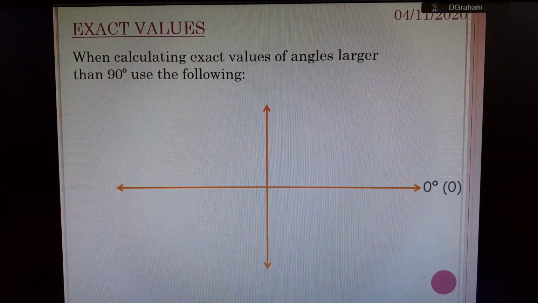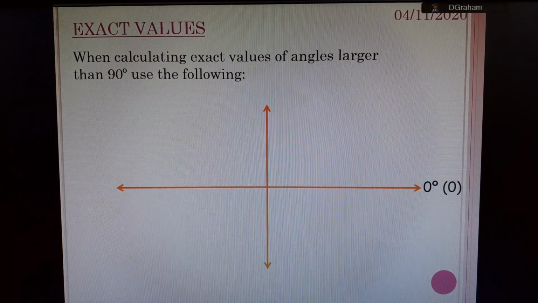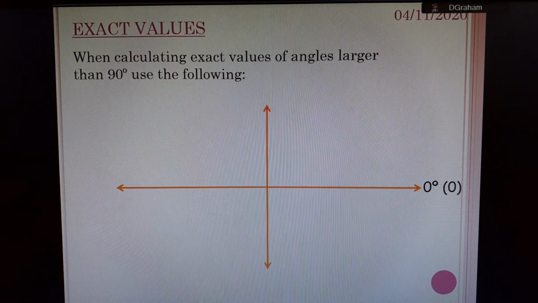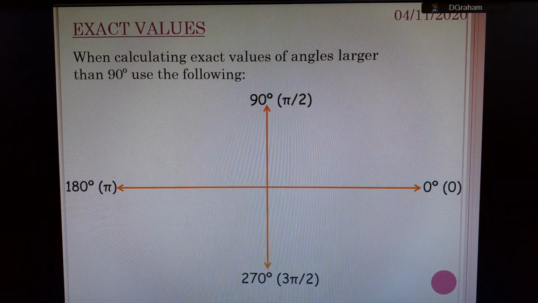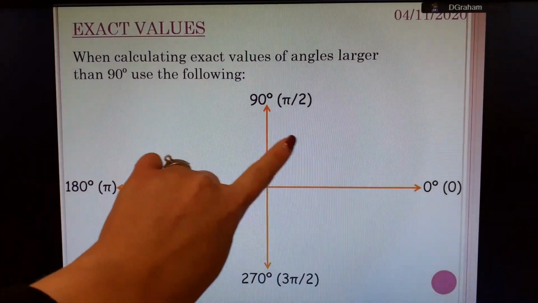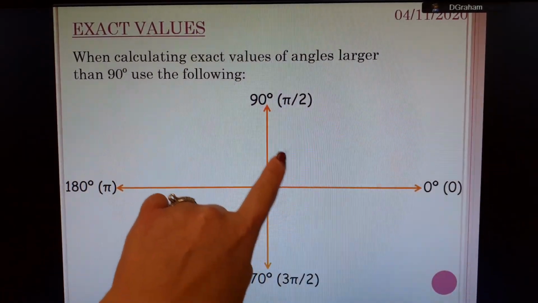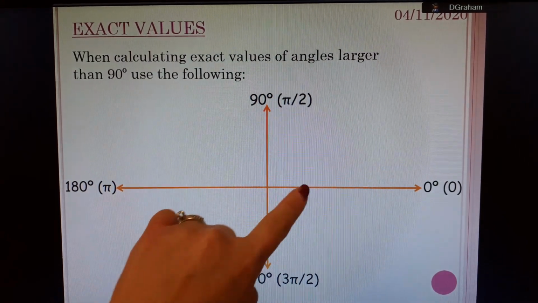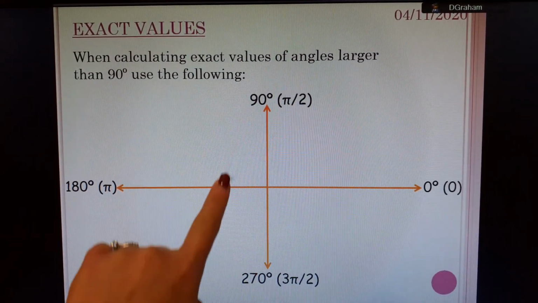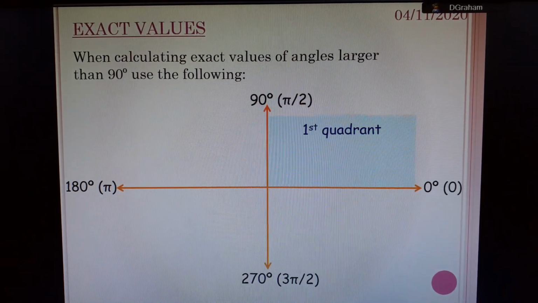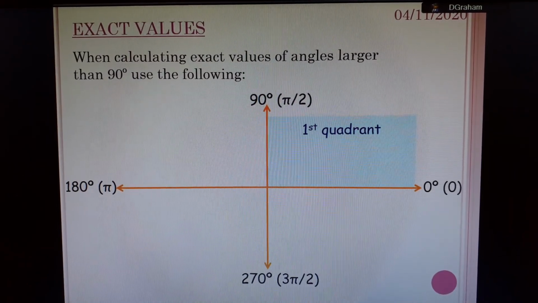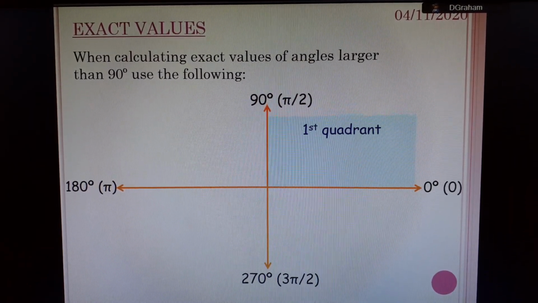Right, so we're going to be looking specifically at finding exact values of angles larger than 90. Remember, we know this from National 5. Remember, it goes in an anti-clockwise direction. From there to there is 90. Then that would be 180, 270, and that would take you back to your 360. Now, we split the graph into 4 parts, and we show it on this table. And each of the parts we call quadrants.